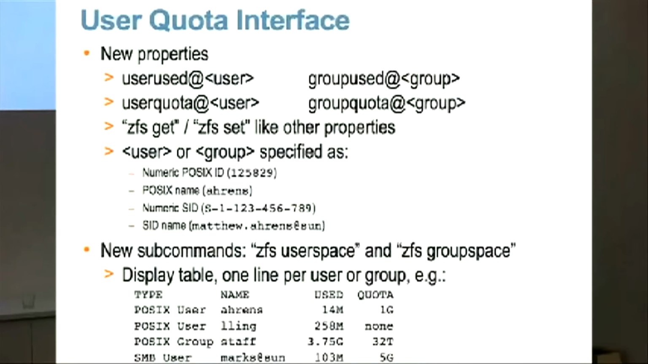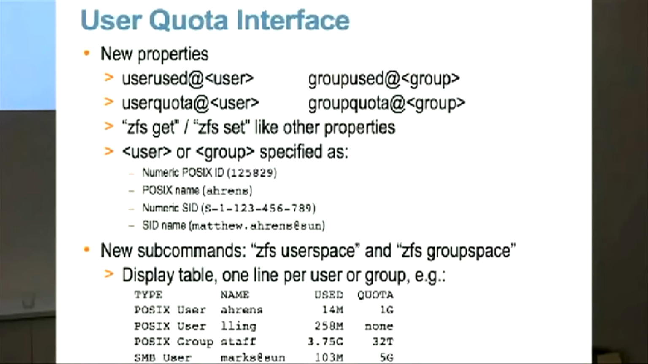It can be numeric for either the UID, GID, or SID, which will always work. Or if you have name service up and running, we can do the mapping for you as well. We'll map whatever POSIX or SID name you give us to its actual UID or SID, and then write that in and keep track of it that way.